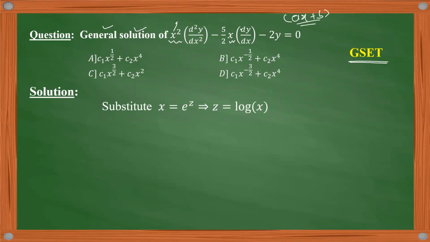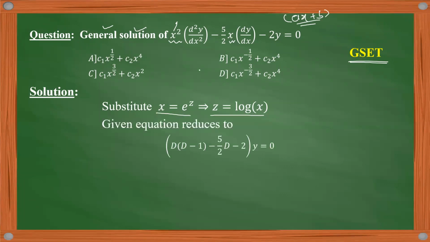So in the Cauchy-Euler equation, what will we do? We will just substitute x equal to e to the power of z, or z is equal to log x. So our given equation will be reduced to D into D minus 1 minus 5 by 2 into D, since this part will be replaced by D, then minus 2, of y is equal to 0. Now just simplify this equation. We'll get D square minus 7D minus 4 is equal to 0.